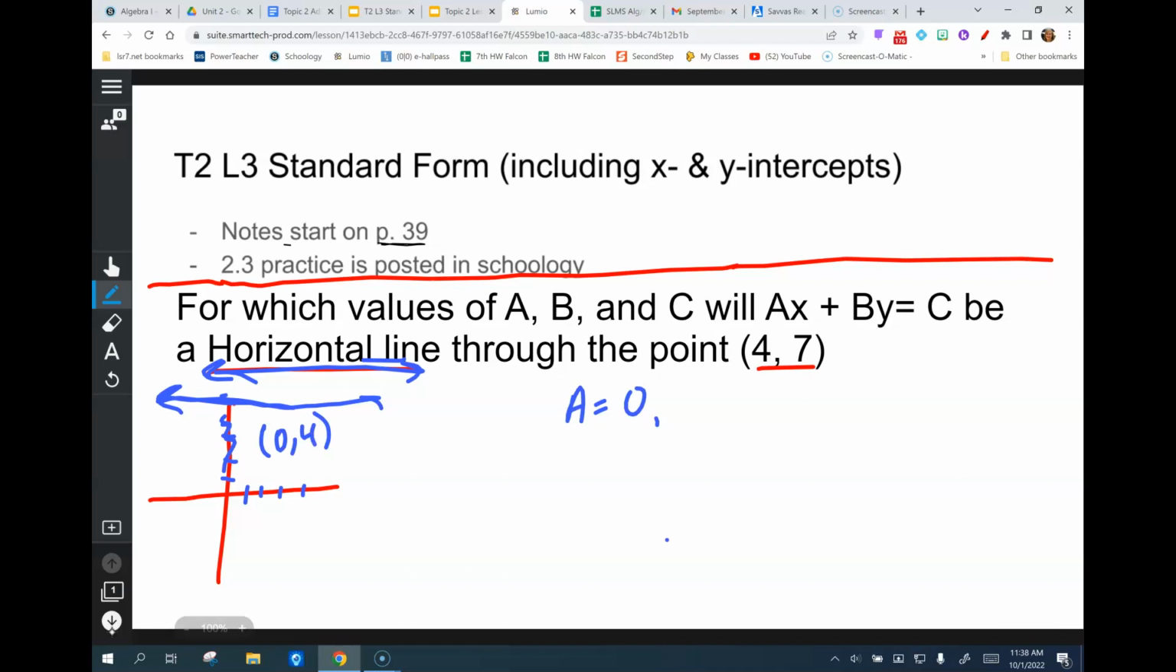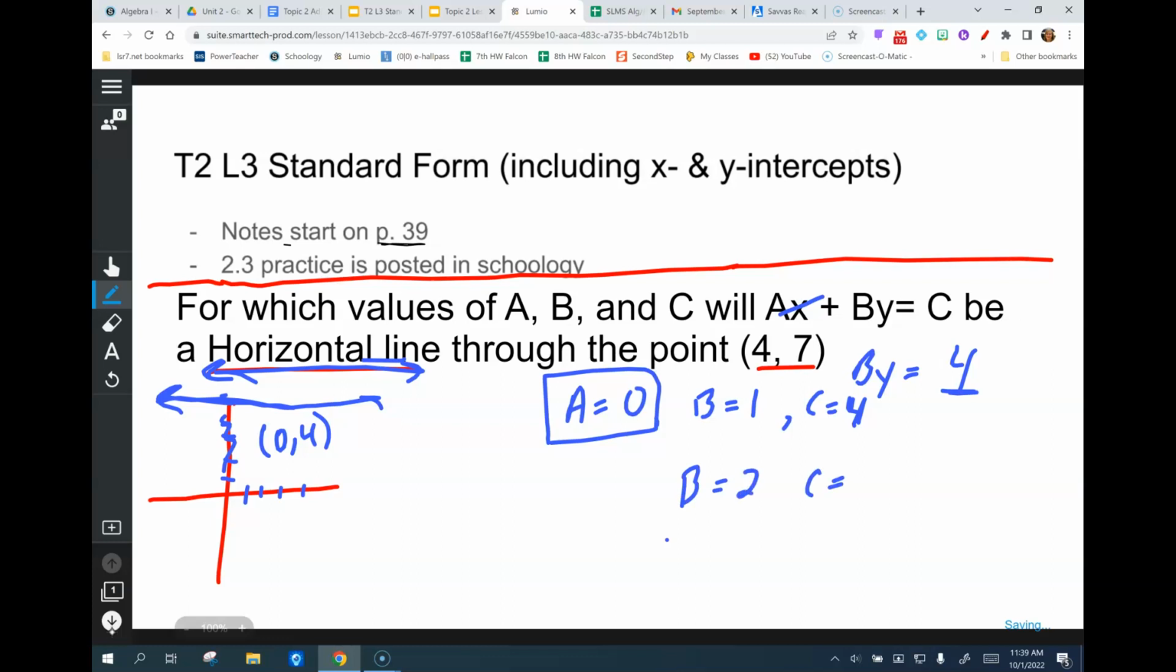So if I have By = 4, because that's what I have to do, because my Ax would be gone. If I have that, then what could B be in order to be 4? Well, B could be 1, and C could be 4. See how I do that? Because I have to get my y-intercept to be 4. The important one is that A has to be equal to 0. So I could have also had that B is equal to, we'll say, 2, and C was equal to 8. Because if I plug that in, I have 2y = 8. I can divide through by 2, and I get y = 4.